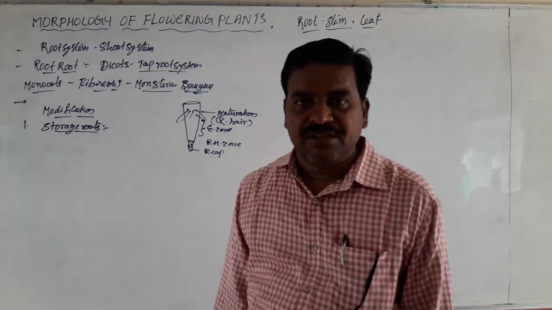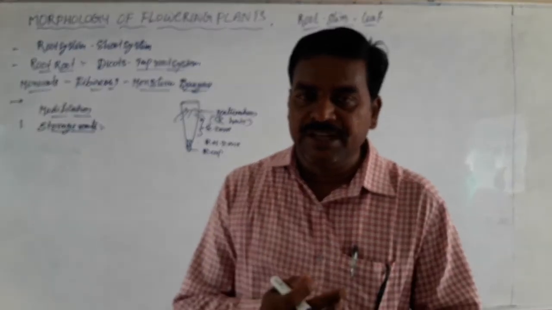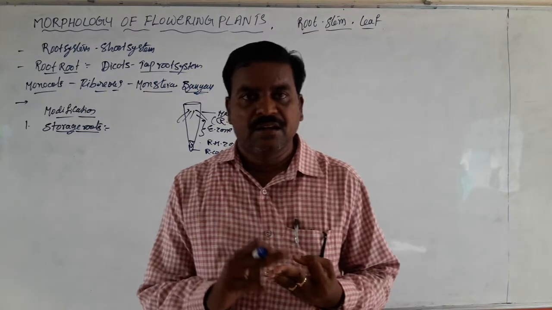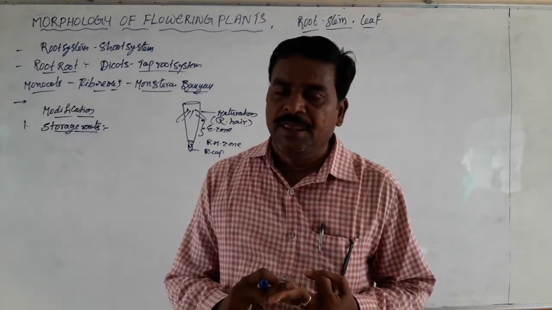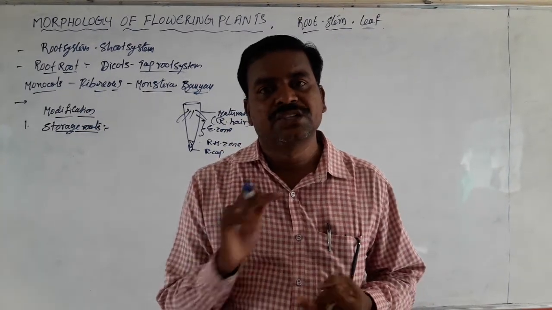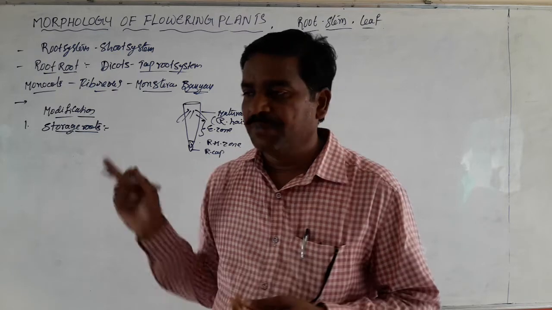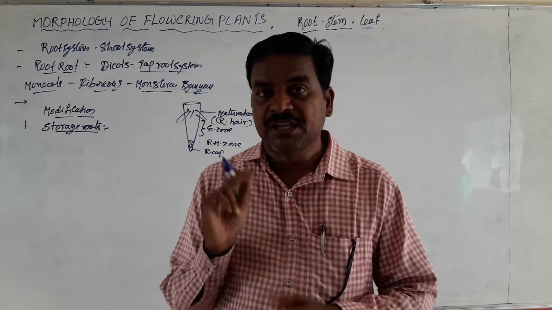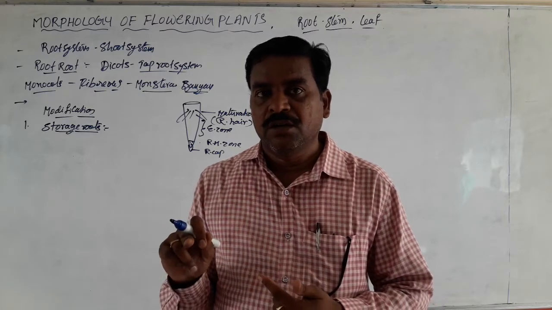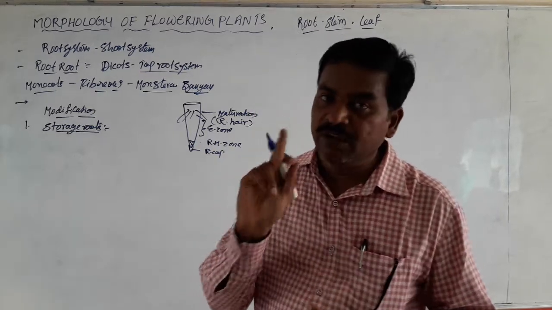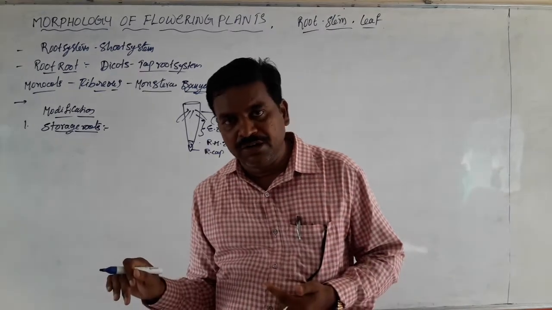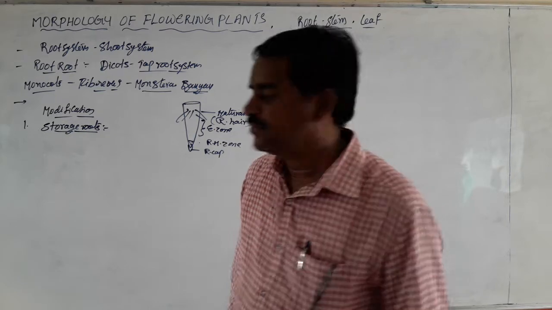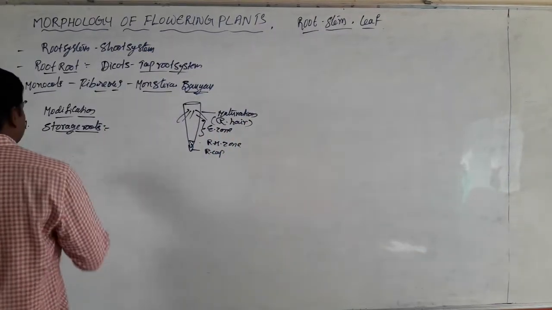In some members, the taproot stores food material: Daucus, radish, and Beta vulgaris, beetroot. But in some members, fibrous roots also store food material. Example, asparagus; they are also called fasciculated roots. In some members like Ipomoea, sweet potato, adventitious roots are present. The adventitious root at each and every node stores food material and forms tuberous roots. So, these are the storage roots.